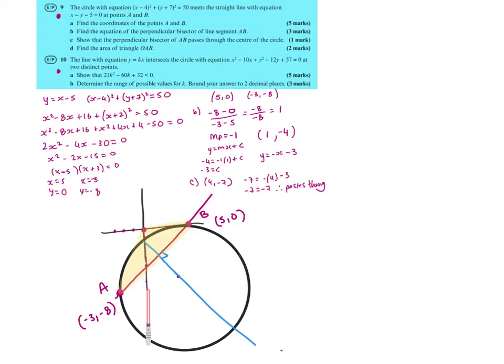Oh, you're doing origin to A here, times origin to B. Yeah. So we're going to get 5 times 8 divided by 2. So the area is 20 units squared.